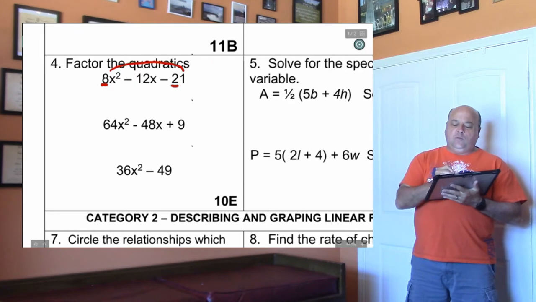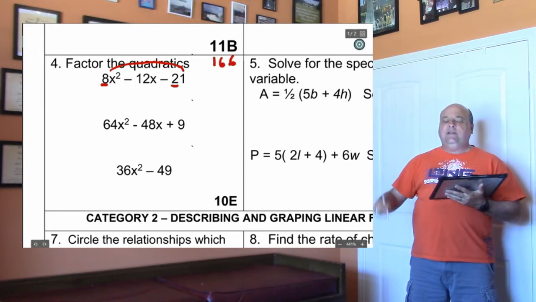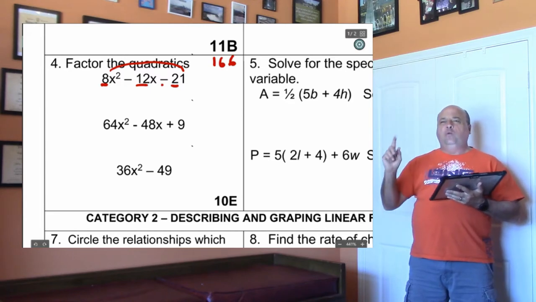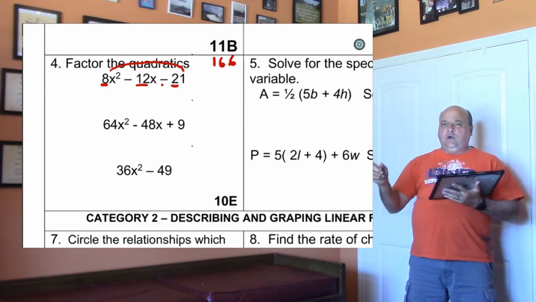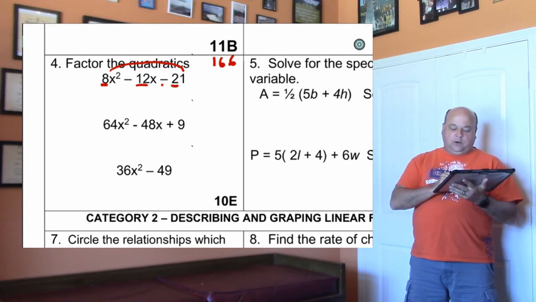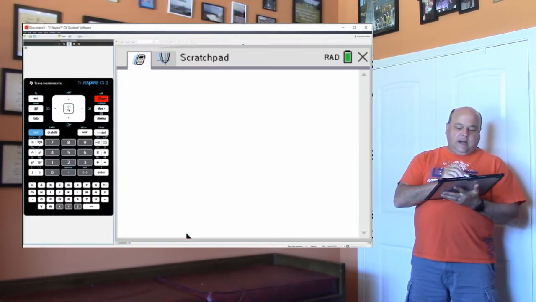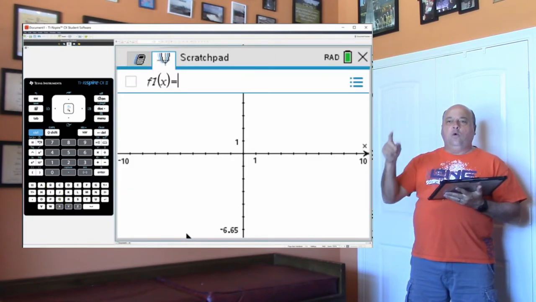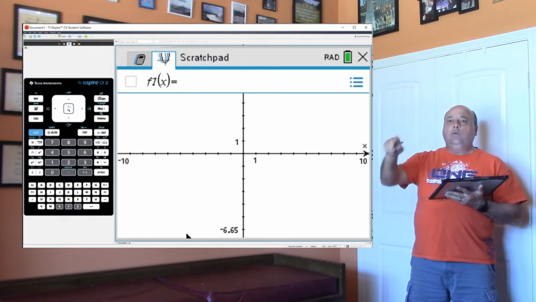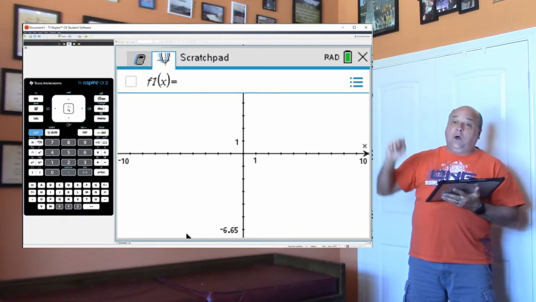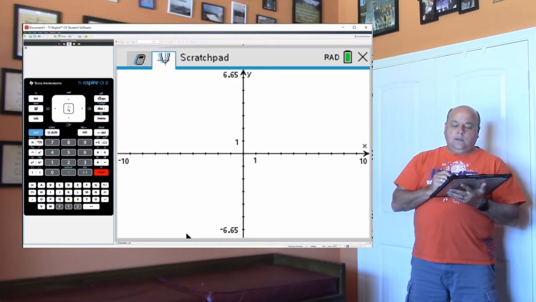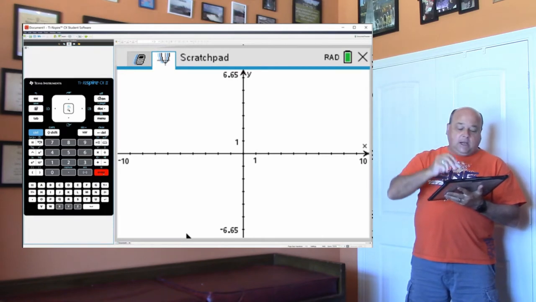So 8 times 21 is 166. Now then, that's a big number, and we need to subtract that and get 12. So what can we multiply to get 166 and subtract 12? Go to your calculator. We're going to go to graph. And then we're going to graph 166 divided by X. Remember, menu 3-1 and that F to 1 to X is it showing up. So 166 divided by X, hit enter. Then we can't see it because it's way up at 166.